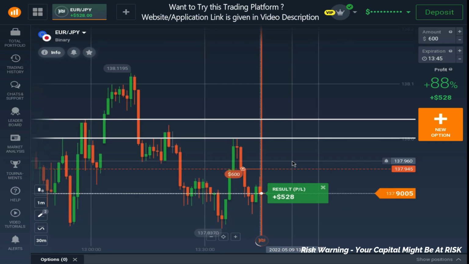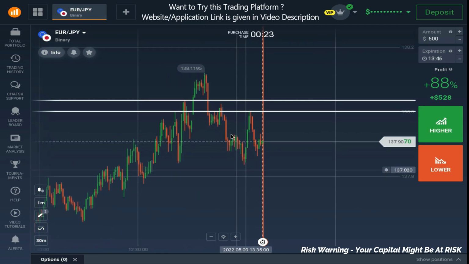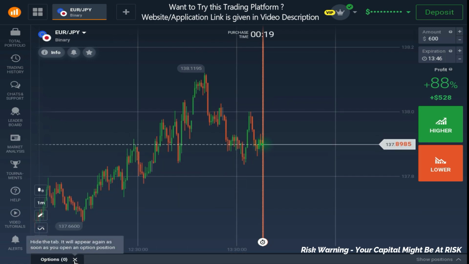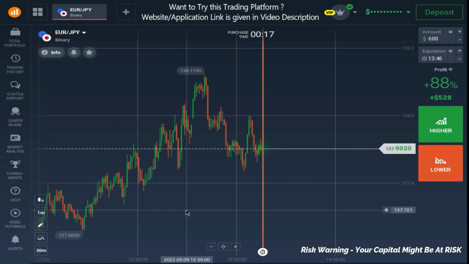So we have won this trade easily, and now let me explain the trading setup again. The first thing that you have to understand about this trade is that I have taken this trade in the direction of the trend.